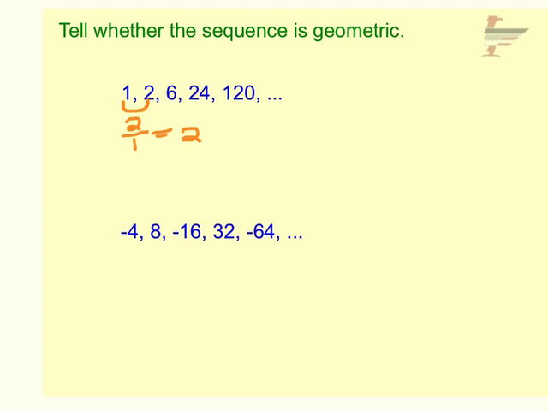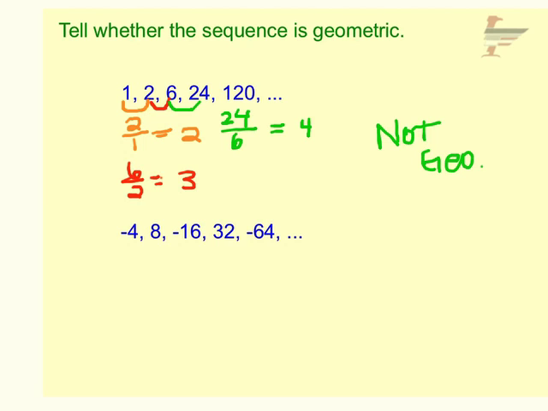Then we would take the third term and divide it by the second term. And if this was geometric, we'll get the same answer, so there's a common ratio. But we can see we're getting a 3. So far I would say this is not geometric, but let's just look at it a little bit further. If we take the 24 and divide it by the term before it, which is 6, we get 4. So we are getting a ratio of 2, a ratio of 3, a ratio of 4. Because those are all different numbers, that means that this is not geometric.